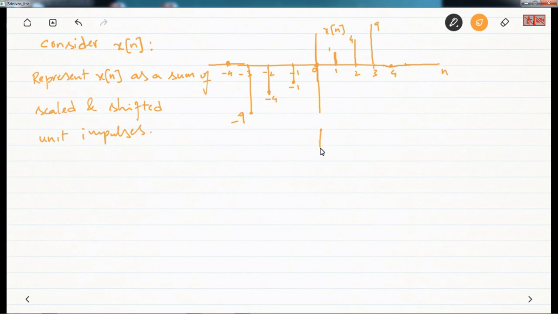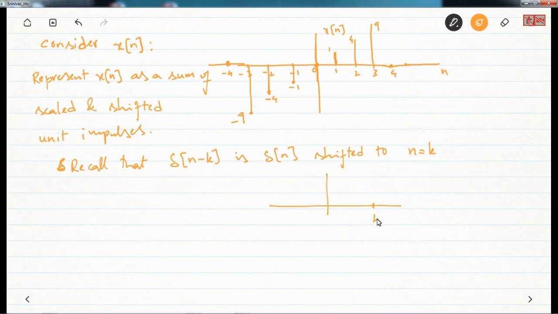So I can represent this as, see, we know that, recall that delta of n minus k is delta of n shifted to n is equal to k, right? So this is your delta of n minus k.